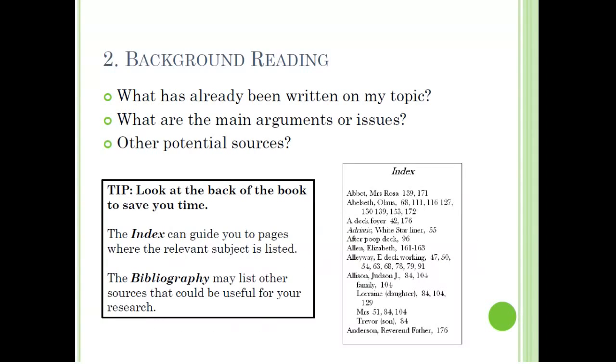When you begin your background reading, look at the back of the book to save your time. The index can guide you to pages where the relevant subject is listed and give you ideas for other subjects to use in your searches. The bibliography might tell you other primary or secondary sources that could be available, and some books also have a list of footnotes or endnotes too.